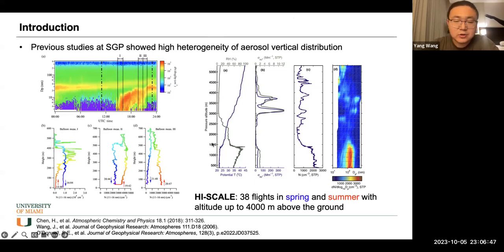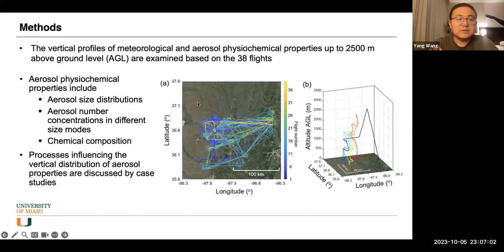During the HI-SCALE campaign, a total of 38 research flights were conducted during the spring and summer, which can provide us with some information regarding the seasonal variabilities and also the vertical heterogeneity of the aerosols. In terms of method, we examined the vertical profiles of the meteorological and aerosol physicochemical properties up to 2,500 meters above the ground level, using the data from the 38 research flights. We focused on the aerosol physicochemical properties, which include the aerosol size distributions, number concentrations, different size modes or size bins, and also the chemical composition. Due to the time limit, I'll just focus on the first two. We're trying to identify the processes that influence these vertical distributions of the aerosols, and I'll show that by case studies later on.